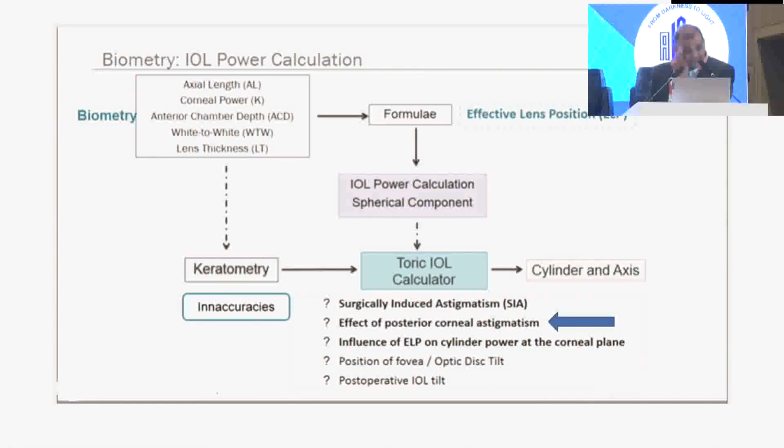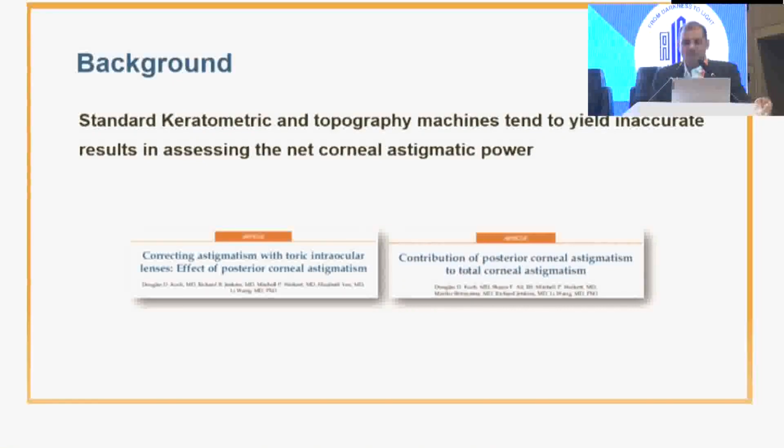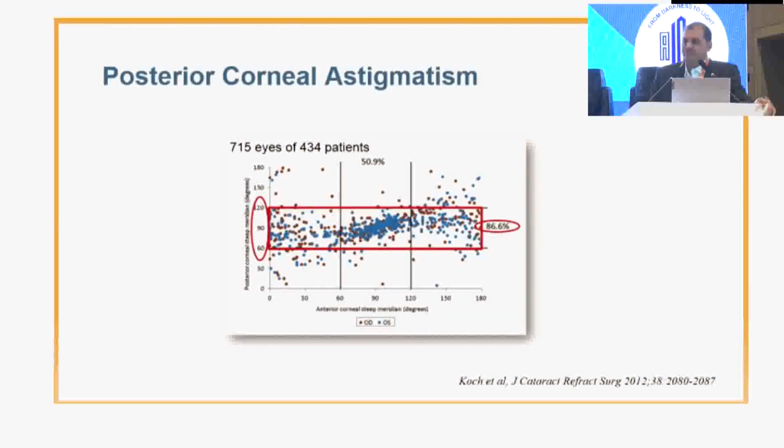Second component is the effect of posterior corneal astigmatism. When Dr. Douglas Koch came with this article in 2012 that the standard keratometric and topographic machines are not giving the accurate net corneal astigmatism power, he found out there is a strong correlation between the front cornea and the back cornea.